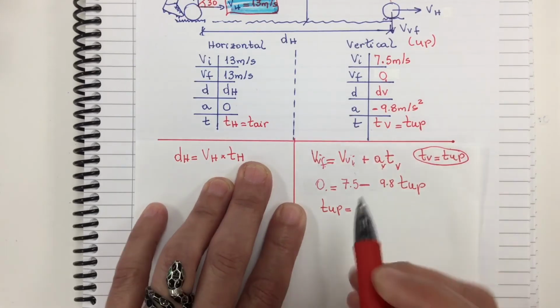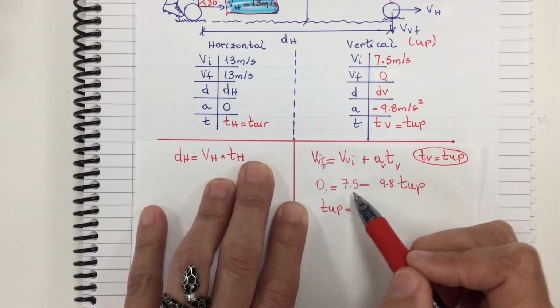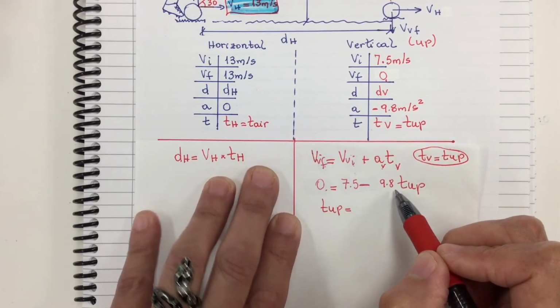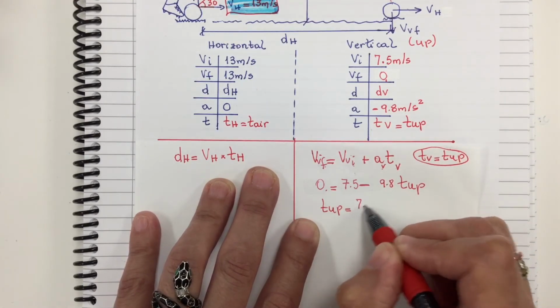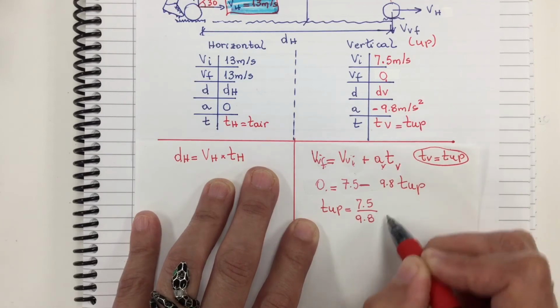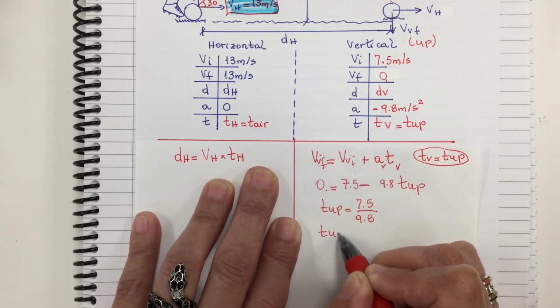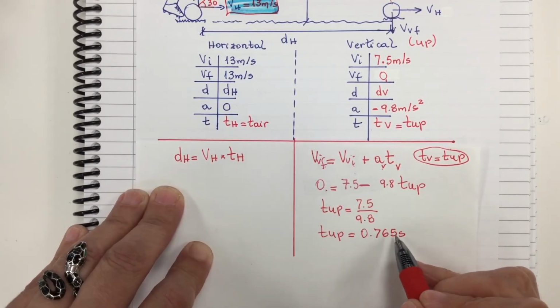Okay, so my final velocity is 0, my initial velocity is 7.5. Acceleration is negative 9.8. T up will be 7.5 over 9.8, so T up is 0.765.